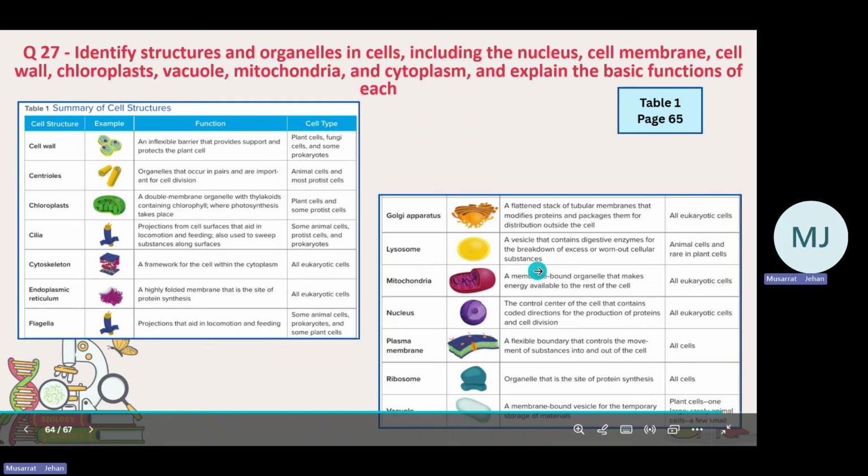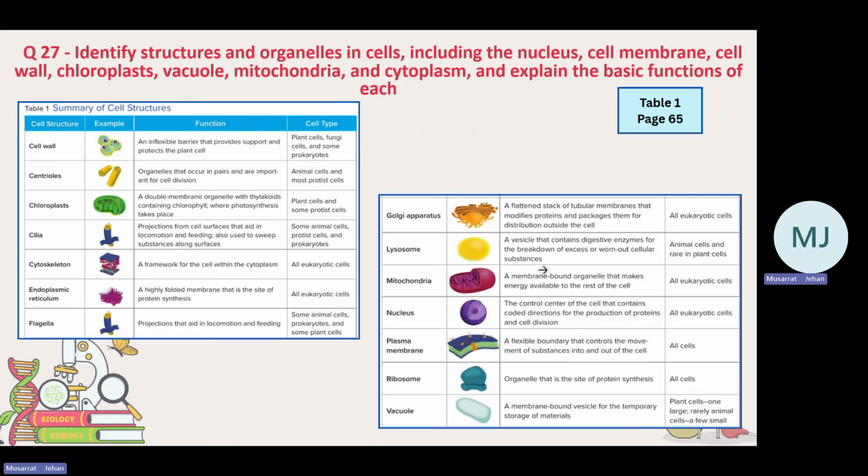Ribosome we've discussed. And vacuole is a membrane-bound vesicle for storage of material. Especially big vacuoles are found in plant cells. In animals, they are not found. If they are found, they are very small in number.